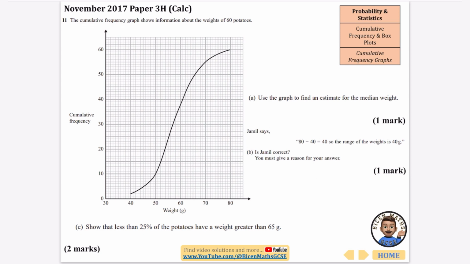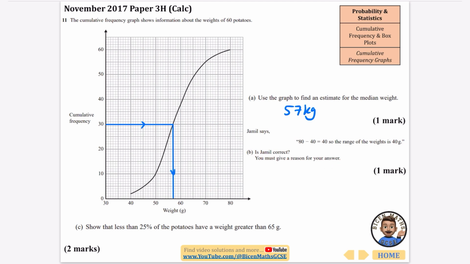So we've got a cumulative frequency graph about the weights of 60 potatoes, and it says, first of all, use your graph to find an estimate for the median. Well, because there are 60 potatoes, we're going to go to the middle one. We don't have to do any +1 or anything with this. We're just going to look straight across at 30, and then we're going to look down from 30, and it finishes here. It looks like the value that is 57. So I'd say our estimate for the median weight is going to be 57 kilograms.